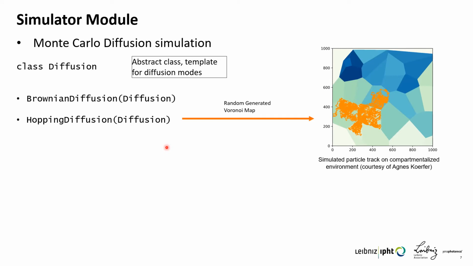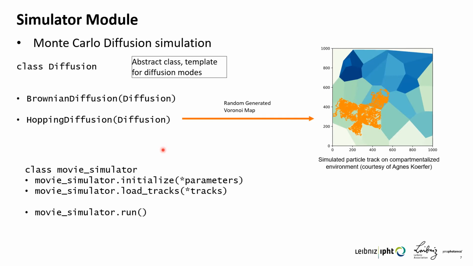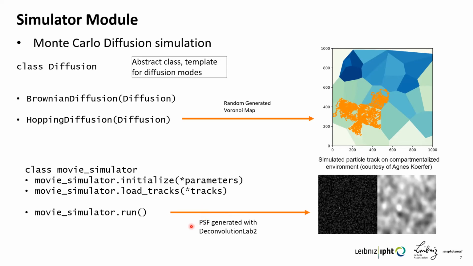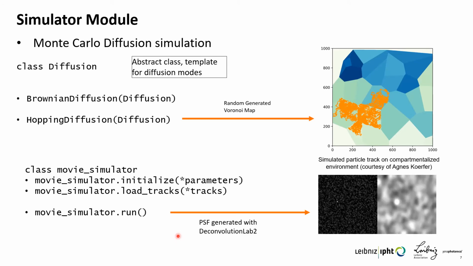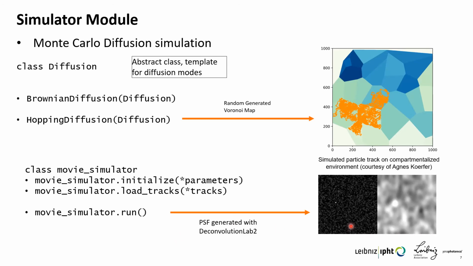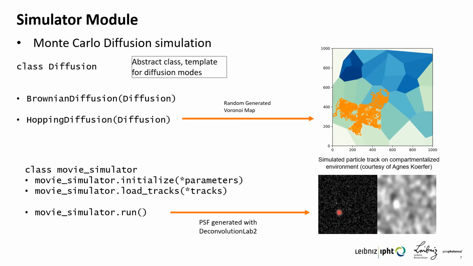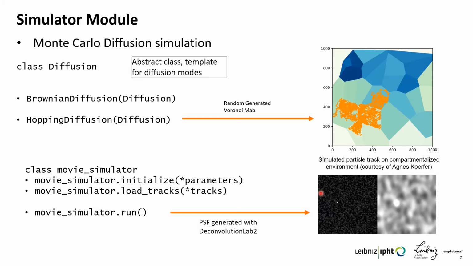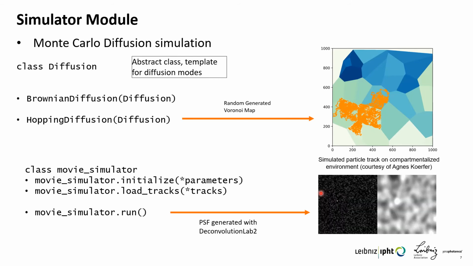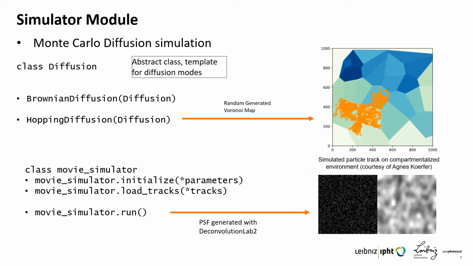Furthermore, we can save the simulated trajectories as movies through the movie simulator class, to which we need to feed, along with the parameters of the final movie that we want to obtain, a PSF which we generate with the Convolution Lab 2. And the results of the movie simulation you can see here on the right. So on the left you have the simulated trajectory with added Poisson noise, and on the right you have the result of the convolution with a simulated PSF.